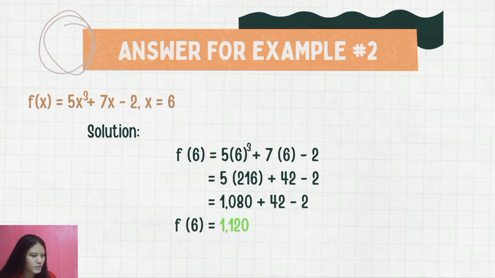Since the exponent is 3, we have to multiply the number 6 by itself 3 times. That is not 6 times 3. 6 times 6 is equal to 36, times 6 is equal to 216. Plus, 7 times 6 is 42 and then copy the constant term. So 5 times 216 is equal to 1080 plus 42 minus 2. 42 minus 2 is equal to 40. And then let's add 1080 plus 40 is equal to 1120. f of 6 is equal to 1120.